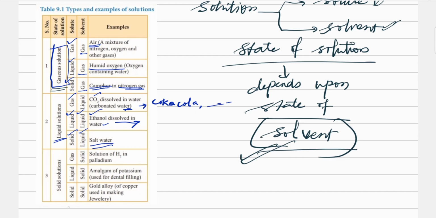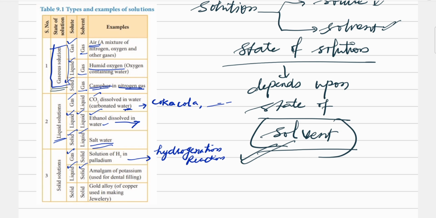Next is where the solvent is in solid form, but the solute can be a gas, for example hydrogen gas and palladium. Where we are using it is in the hydrogenation reaction. You have done it in class 10th also. Next is liquid in solid, where the solute is liquid but the solvent is solid.